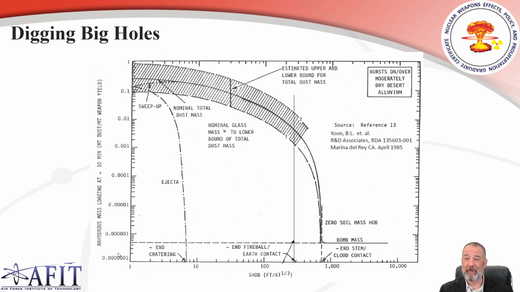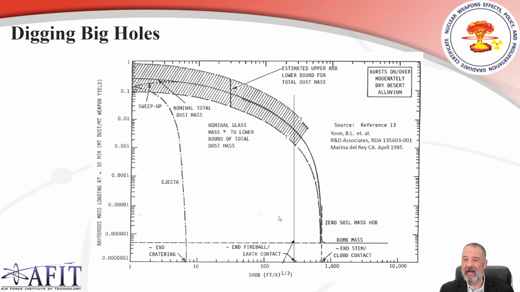If we go way down to scaled height of burst in one, I mean some of these numbers are subsurface bursts. So we can see the end of cratering right about here. A little bit less than 10-foot scaled height of burst. We see ejecta here falling out. We have this term sweep up. This is again stuff we're pulling up into the radioactive cloud. We have these estimated upper and lower bounds for the total amount of junk that we see in terms again of scaled heights of burst and yields. And then we have this middle line here, which is kind of the average.